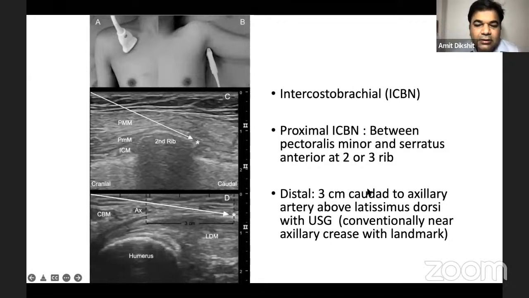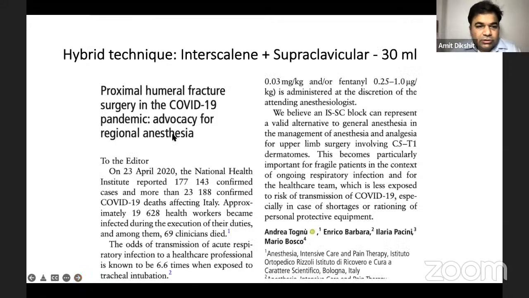And the distal intercostobrachial nerve block is in this fascia. It is at the same position as the axillary brachial plexus block, but we go more caudal from the axillary artery. We see the latissimus dorsi just by the side of the humerus, and over the latissimus dorsi in this crease. So with the conventional local infiltration technique, what we do near the axillary crease is the distal intercostobrachial block. Now, this was a hybrid technique.